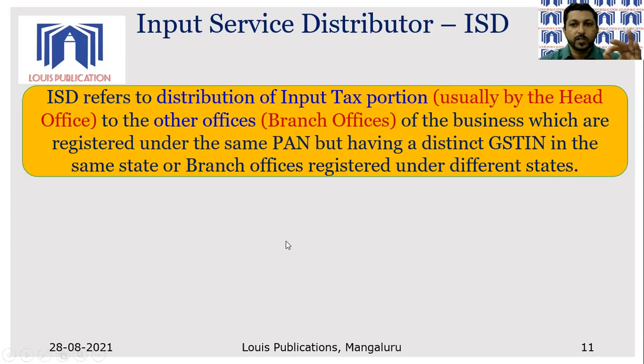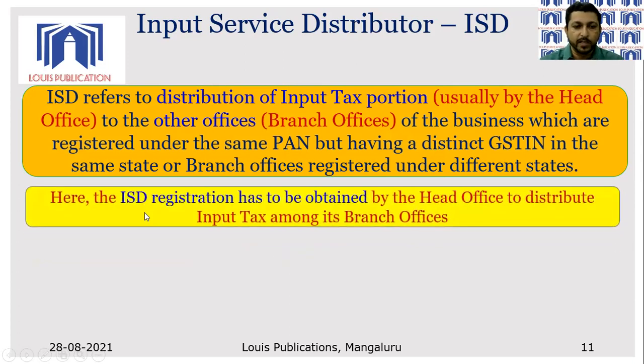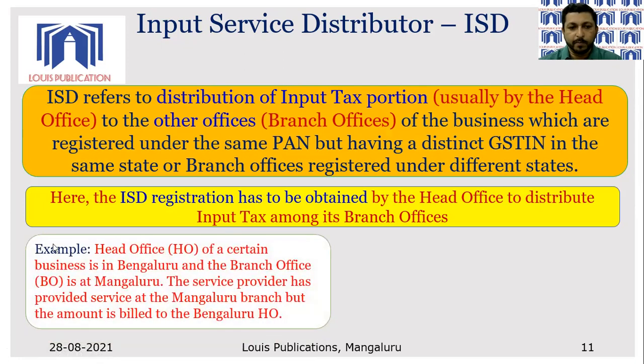So a bill has been raised on the head office, the GST amount, so the GST input tax has to be allocated or distributed among these branch offices. Very important, if the head office has to distribute, then the head office has to avail ISD registration. It is a must. ISD registration has to be obtained by the head office to distribute input tax among its branch offices. Without input service distributor registration, the head office cannot distribute input tax among its branch offices at all. Let's take an example.